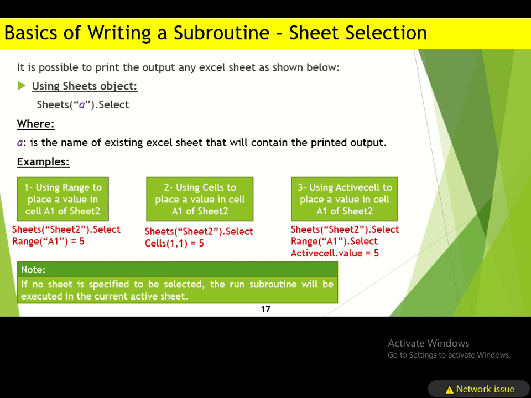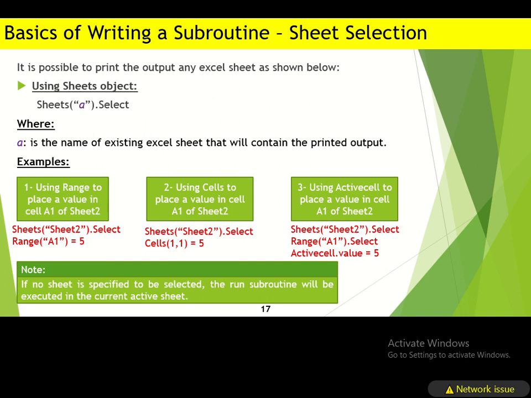So you can see the 3 examples here. Okay, so first command is select sheet 2. So now it will not work in sheet 1, it will work in sheet 2. Then range. Range is as it is. Select sheet 2, cells command.